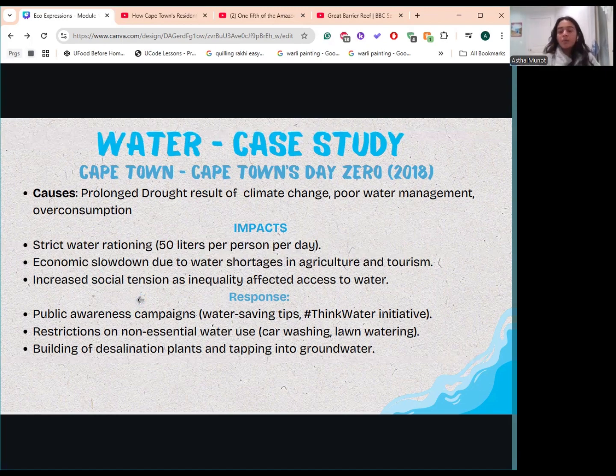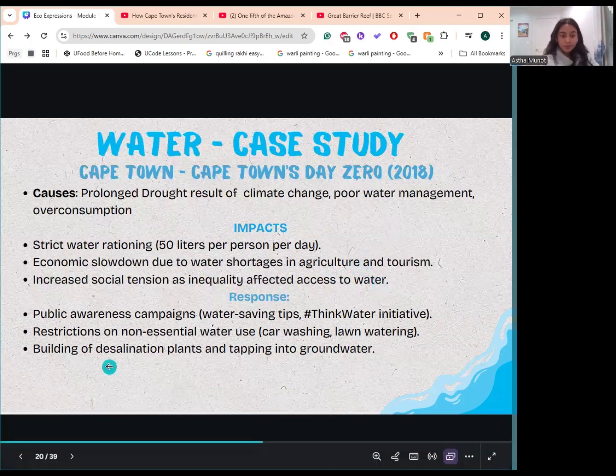Certain groups had more access to water because of their social status or class, how much money they had, and they were able to afford buying more water than the rest. This caused a lot of social tension because of the low amounts of water.